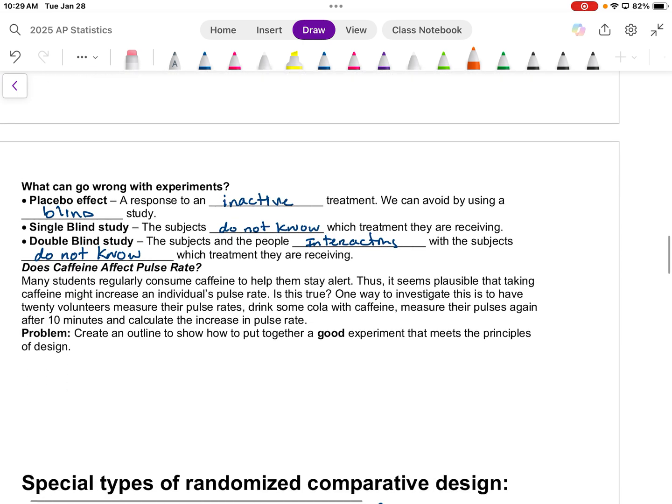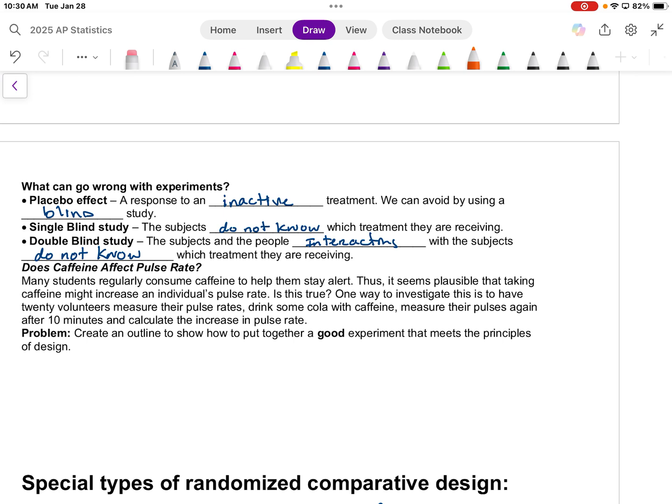Now, what could go wrong with experiments? We've got the placebo effect, a response to an inactive treatment. We can avoid it by using a blind study. Sometimes when people know that they're going to be part of a study and they're receiving a treatment, a pill, whether the pill has the true medicine or it's a sugar pill, a placebo, sometimes just knowing you're about to get something causes people to think that it affected them, that it helped them.